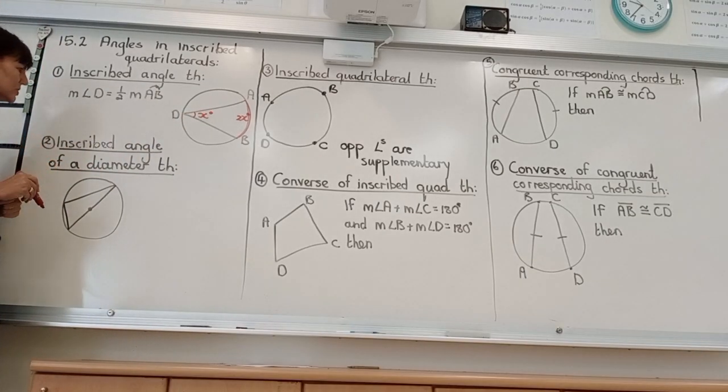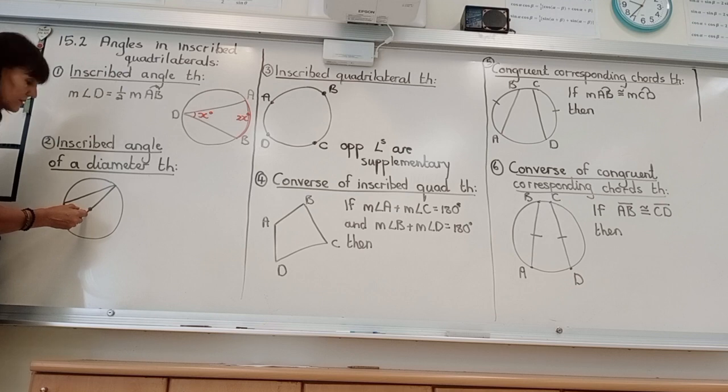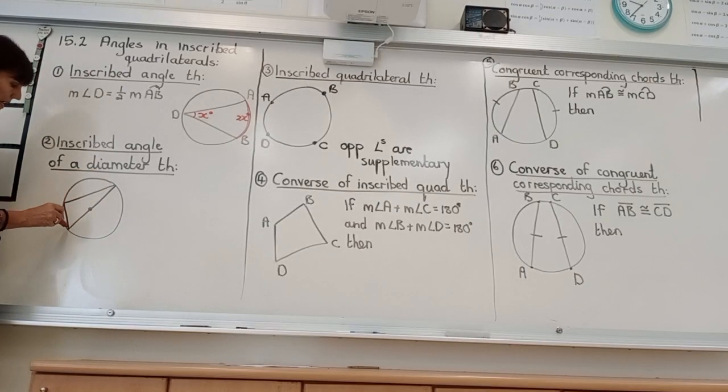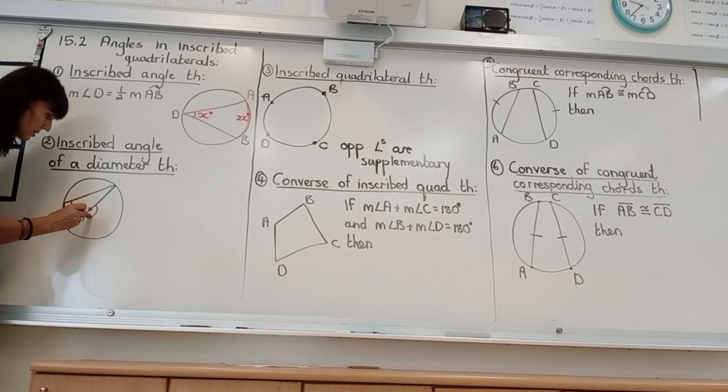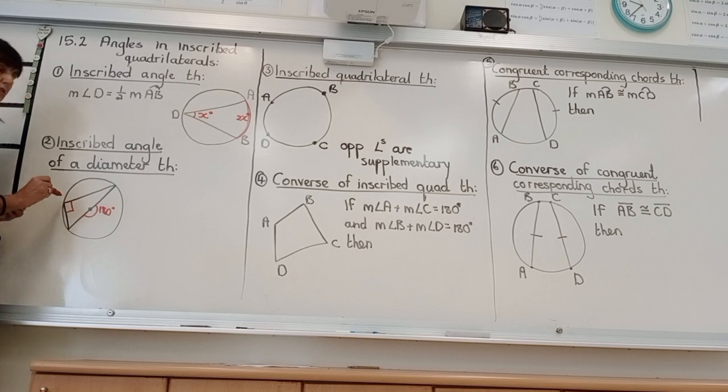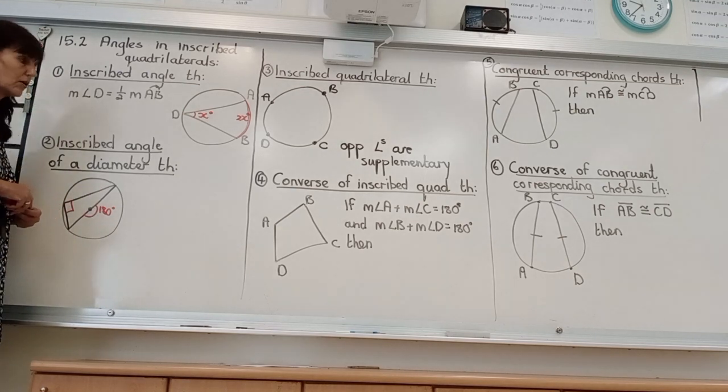We also had the inscribed angle of a diameter theorem. What did that theorem state? If I have a diameter, a special chord going right through the center of a circle, then any angle that starts at the endpoints of the diameter, no matter where I draw that angle, will always be a 90 degree angle, because the one at the center is 180 degrees, and the one on the circumference must be half of it.